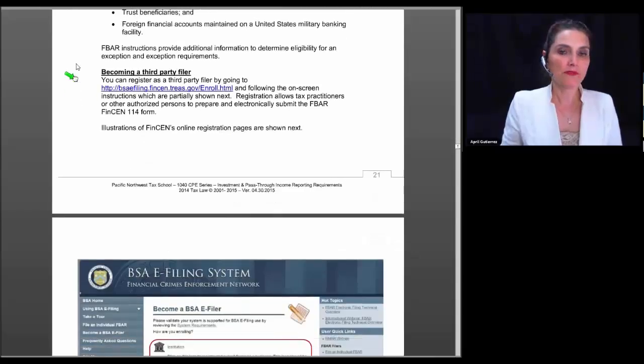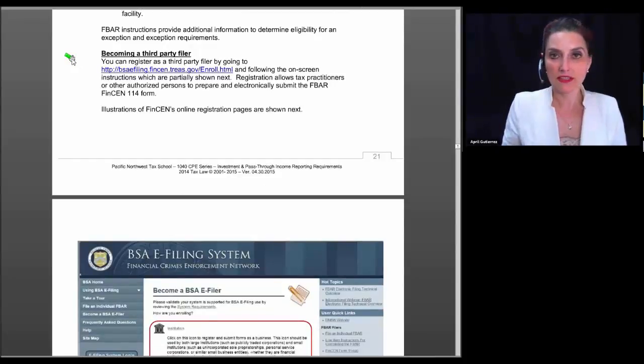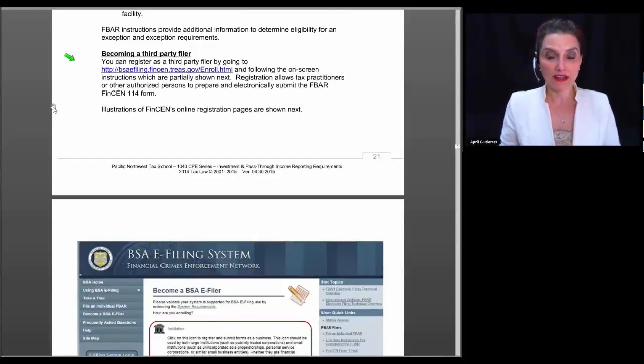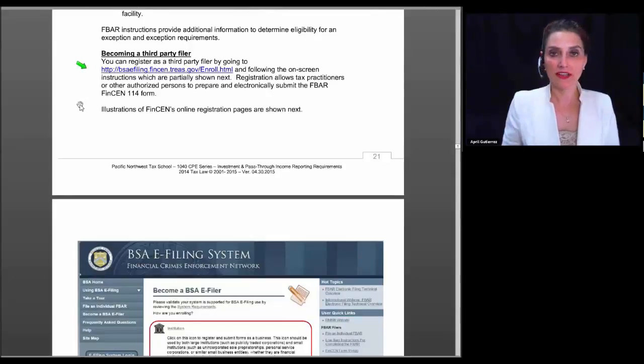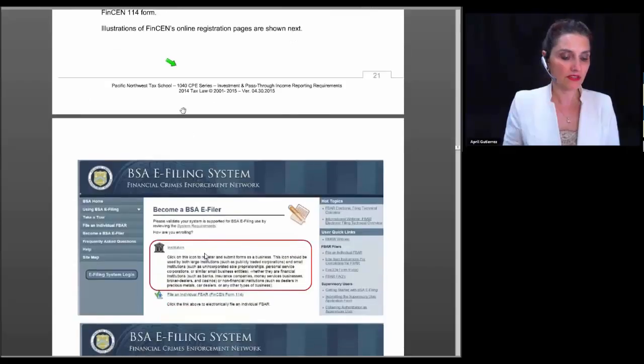Now, if you are filing FBAR reports for your clients, and our firm does a lot of it, we're doing them all the time, you do need to register yourself so that you can offer this service to your clients because it's not done with the tax return. You do need to go to the FinCEN site, and I've got a link to it here. You click on that link and you go to the FinCEN site.